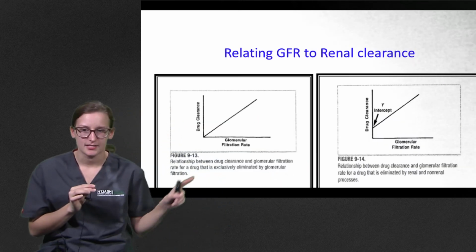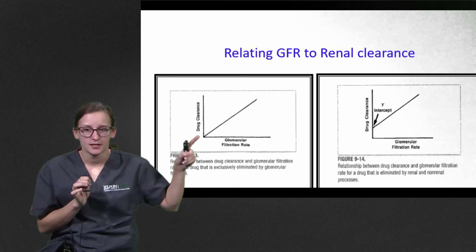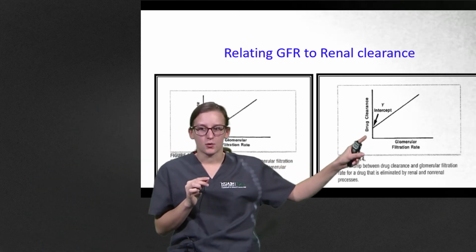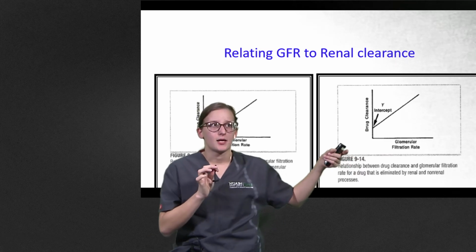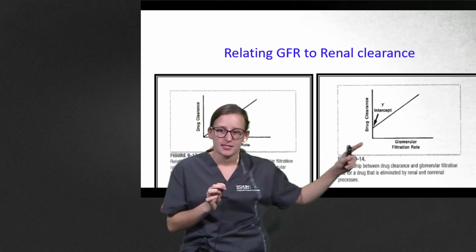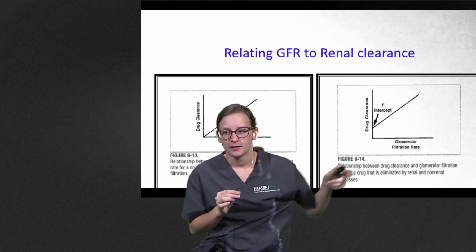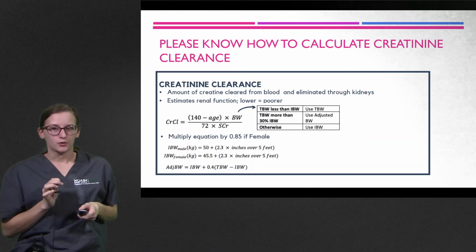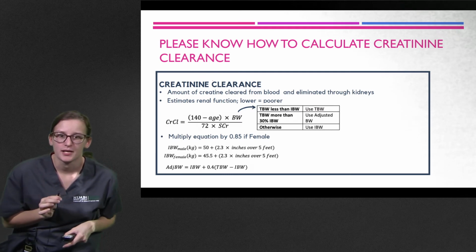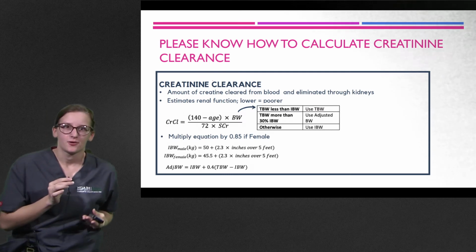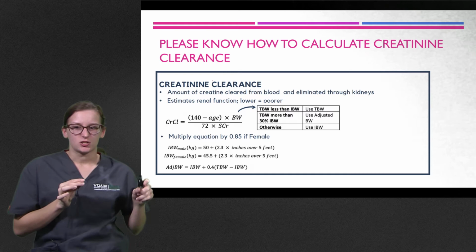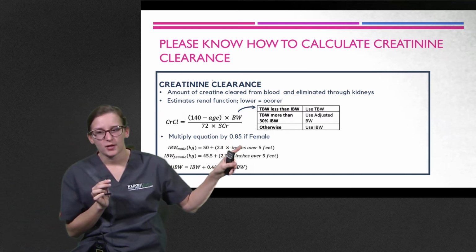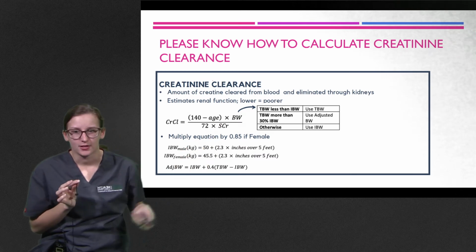And here's the example. Renally eliminated 100%, start at 0 eliminated. If it's eliminated by hepatic or other processes, you're going to start above that and go from there. I didn't include any practice problems of this, but you will still need to know how to calculate creatinine clearance. I've got a general guide on which body weight to use, multiply by 0.85 if it's female, and there's the equation for you.